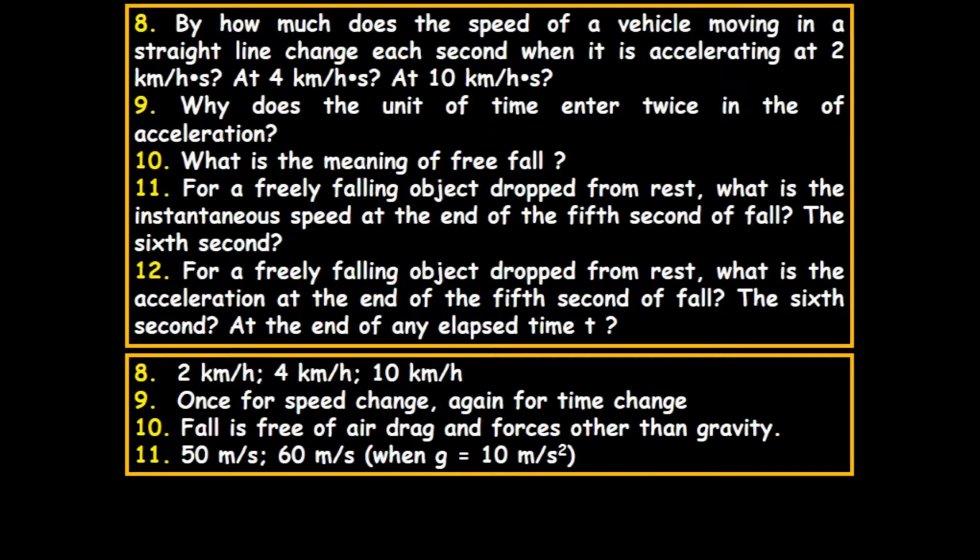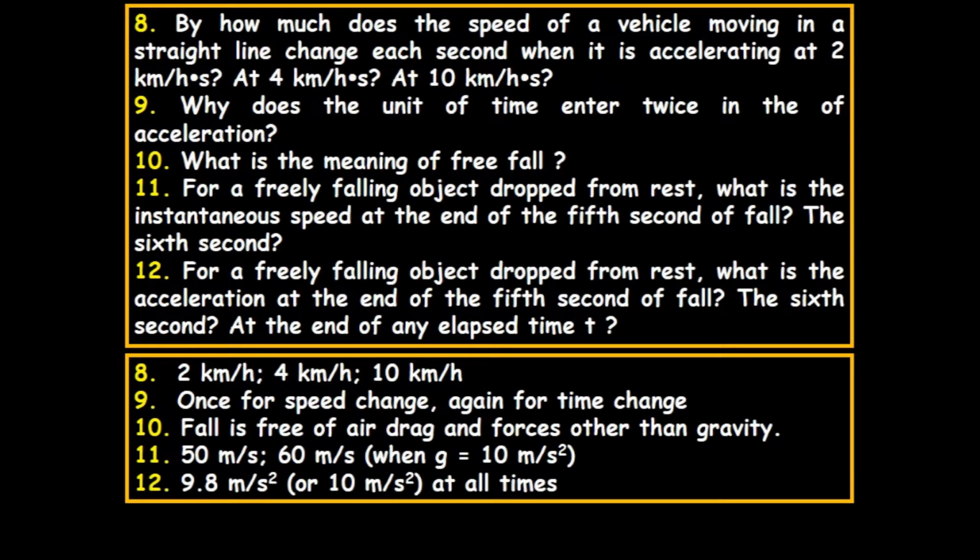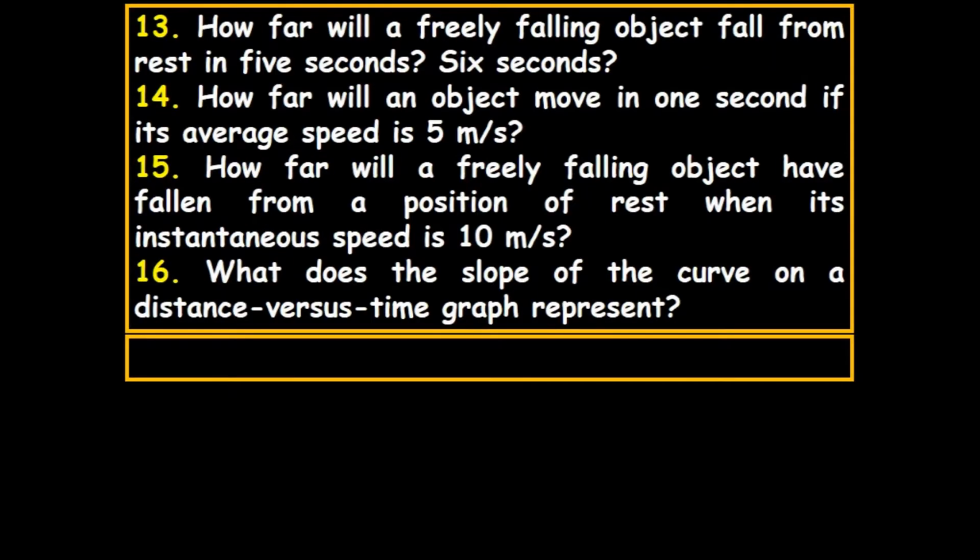For a freely falling object dropped from rest, what is the acceleration at the end of the 5th second of fall, the 6th second of fall? It's going to be 9.8 meters per second squared, or 10 meters per second squared, at all times. It never changes. It's constant no matter what's happening to the object.